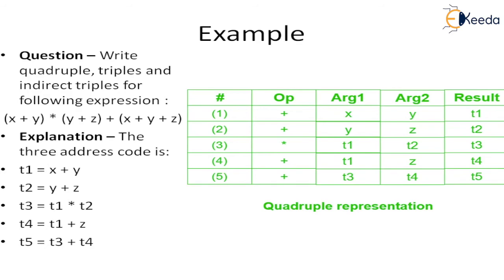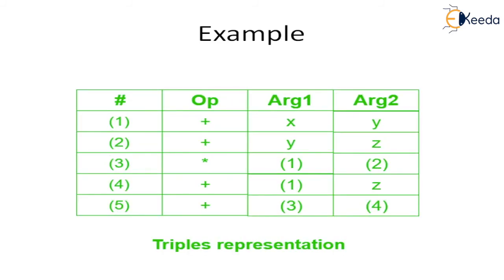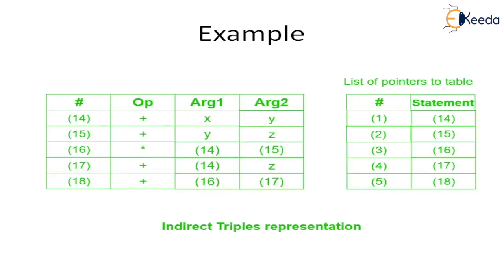For that, we have to generate the quadruple representation. Quadruple representation contains operator, argument 1, argument 2, and result. After that, this is the triple representation for the same example. And this is the indirect triple representation for the same example, which contains the list of pointers to the table. So in this way, we studied the concept of three address code with its types. There are three types of three address code. The first one is the quadruple, the second one is the triple, and the third one is the indirect triple.